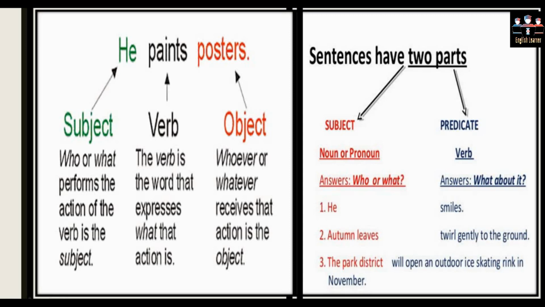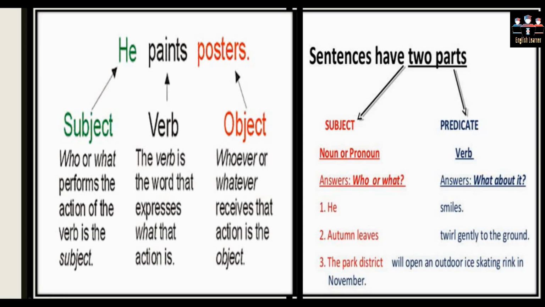A subject performs the action of a verb and it answers us about who or what in a sentence. Whereas a verb is the word that expresses what action is being performed. Whereas an object is actually a thing which receives the action, and it answers us about whom or what.